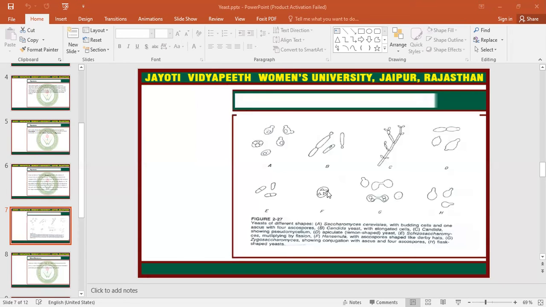Next is Zygosaccharomyces, showing the conjugation with the ascus, and four ascospores. So these are the ascospores, 1, 2, 3, 4, and there is a conjugation between the different ascospores. And this is the last one. We can see that they appear like a flask. So these are the flask-shaped yeast.